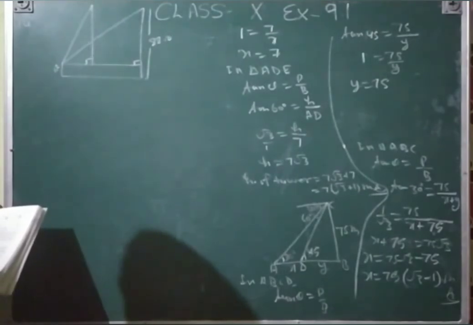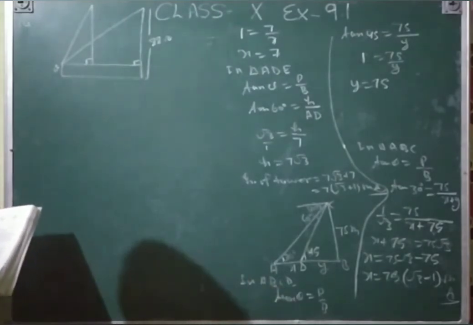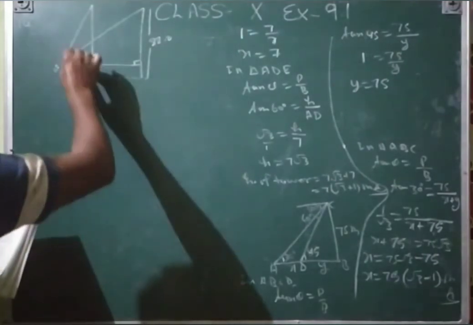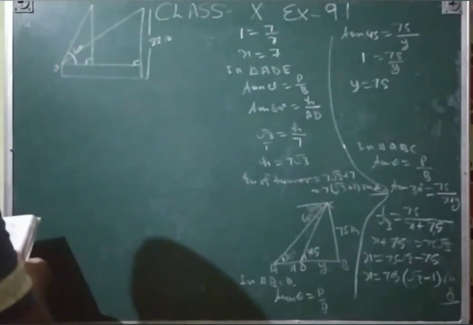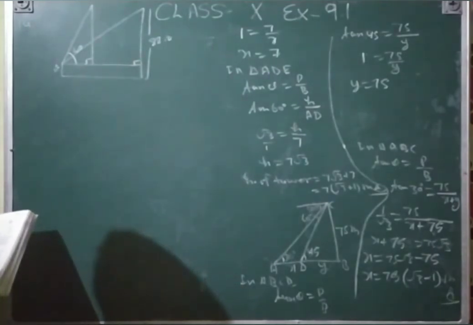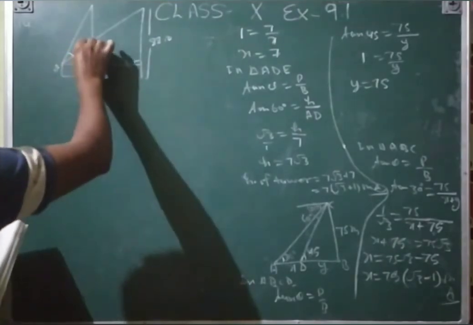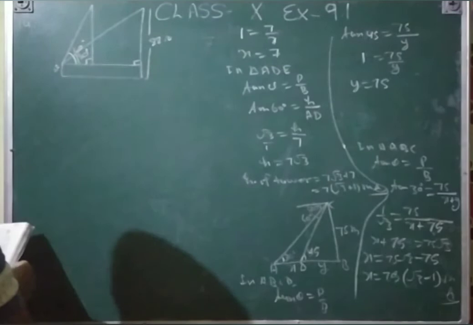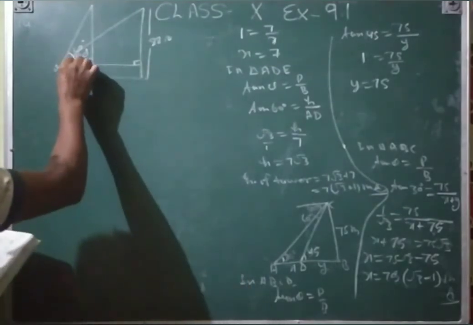The angle of elevation of the balloon from the eye of the girl at any instant is 60 degrees. And then after some time the angle of elevation reduces to 30 degrees. Find the distance traveled by the balloon during the interval. So we need to find this one, x.